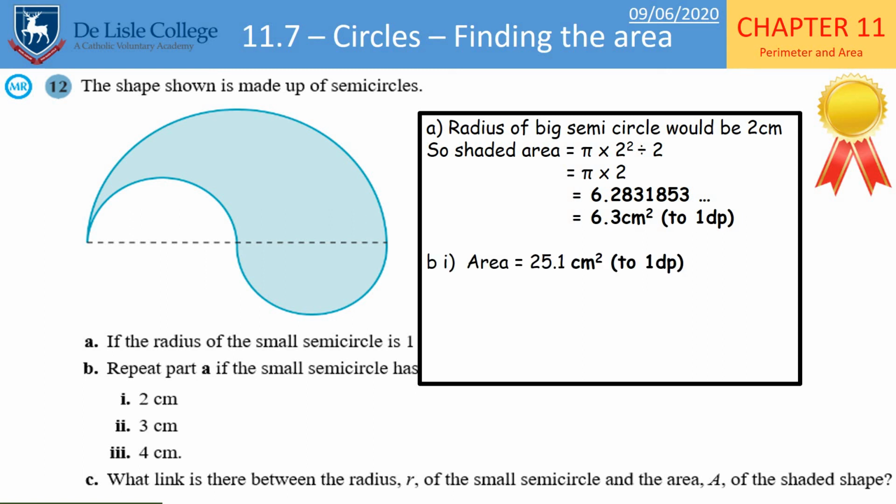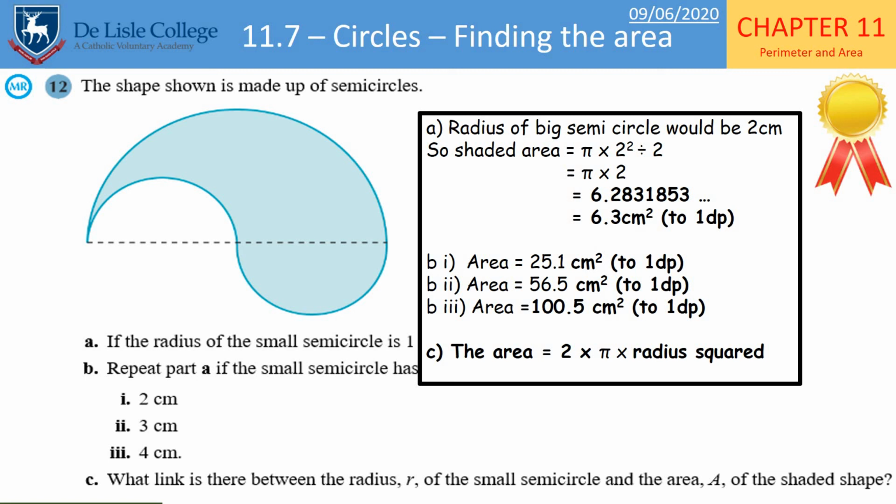And then B, these are my answers. I haven't got room for all the working out for B part 1, part 2 and part 3. And you did particularly well if you managed to work out this last bit, which I don't think would be on a foundation tier. But the area is 2 times pi times the radius squared. I don't think I'd worry about that one too much.